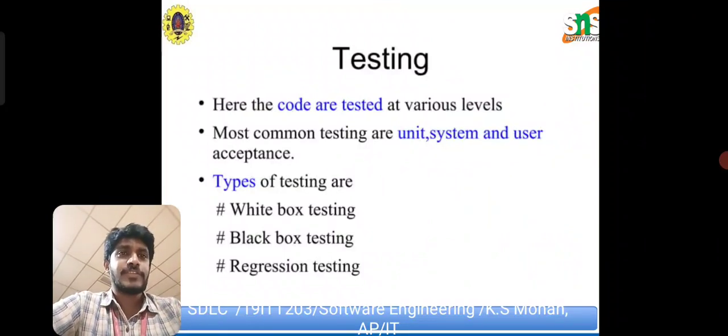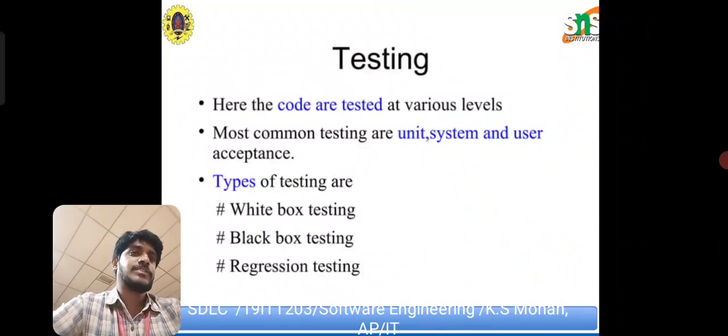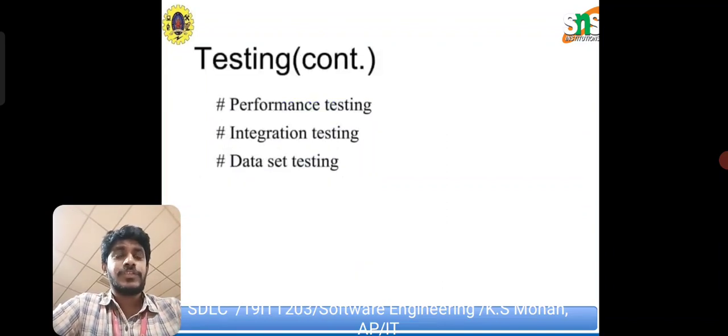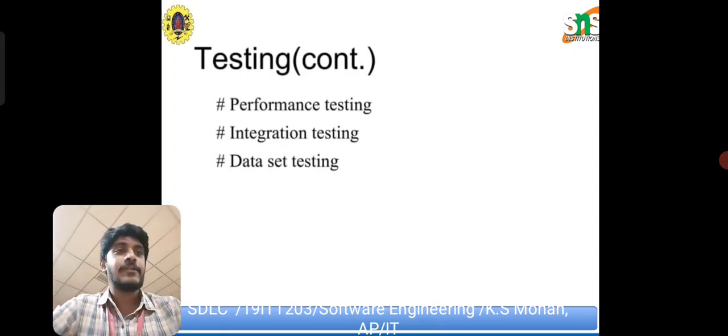There are different kinds of testing we use: unit testing, system testing, user testing. There are different types of testing available: white box testing, black box testing, regression testing, etc. Performance testing will test the performance of each level of the development phases. Integration testing and data set testing are also available for the testing phases.